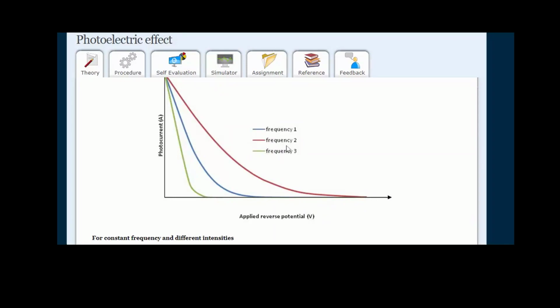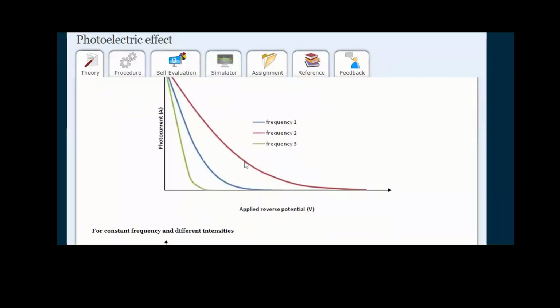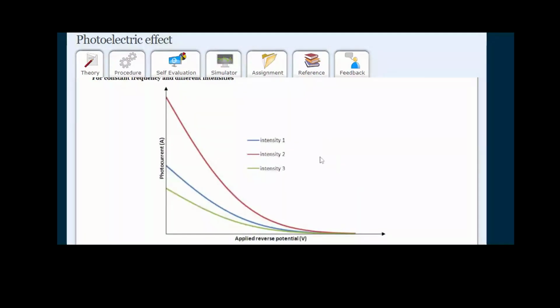Suppose you decrease the frequency, that is frequency 2. If you decrease the frequency, you are decreasing the energy, so the electrons which come have less kinetic energy. If they are coming with less kinetic energy, less stopping potential will be required to stop them. You will get the graph at a lower stopping potential. And when you decrease the frequency still further, your stopping potential will decrease. They are coming with the same current, because we are only changing the frequency.